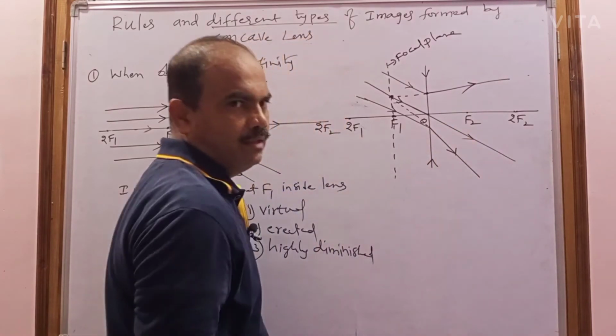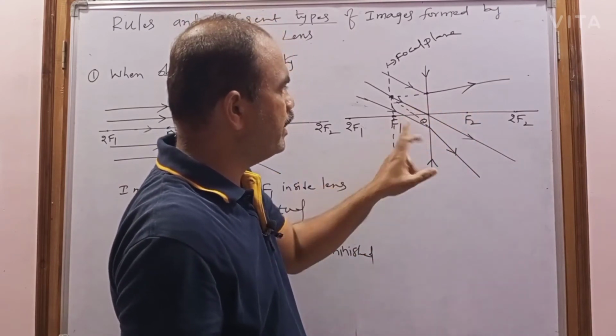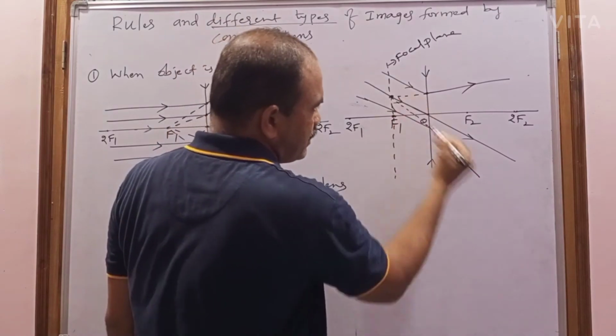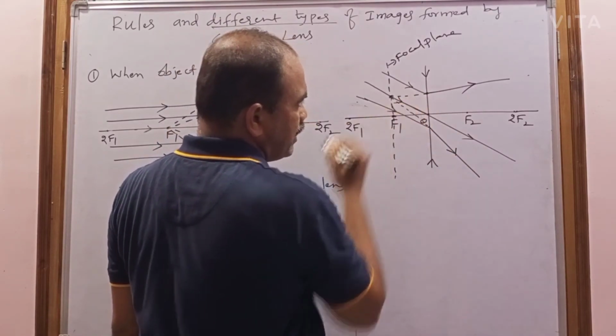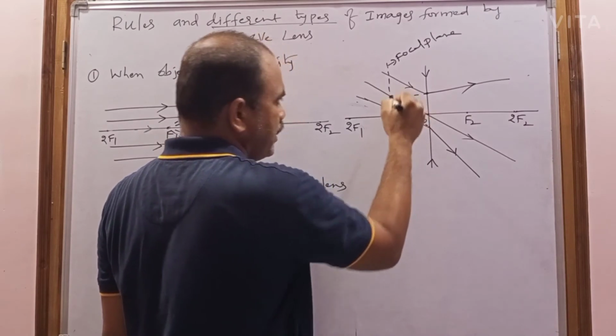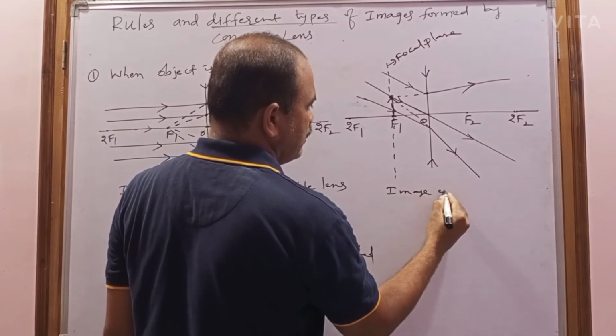Then when they are extended, the rays give the refracted rays corresponding to the incident rays. But when the refracted rays are extended, what happened? They are intersecting here. So that's why the image is formed here. Now this is the image. Where is the image formed? In the focal plane.